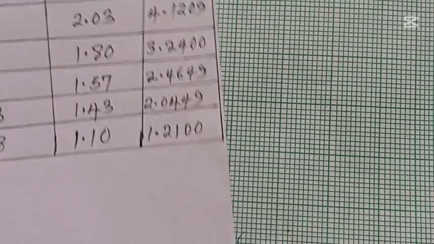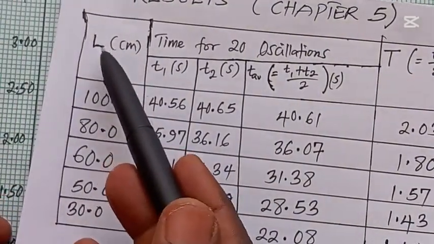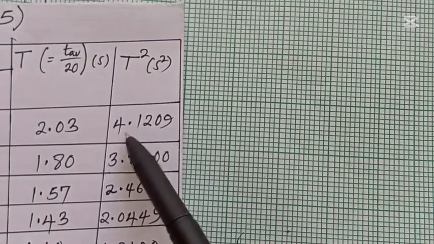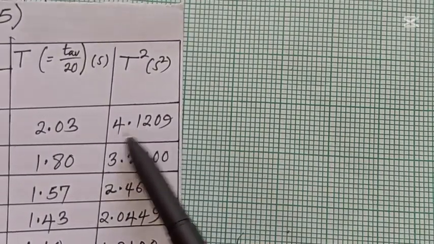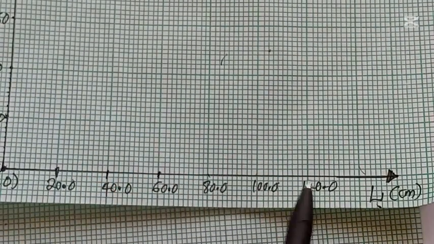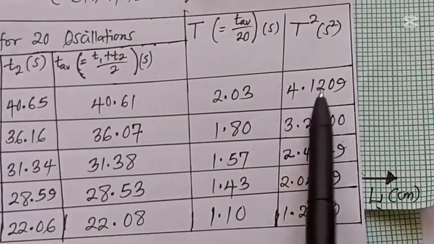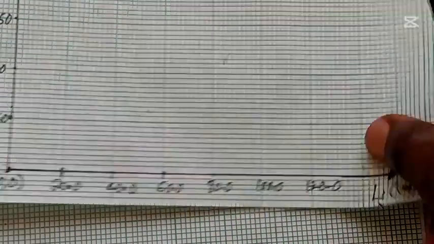The next thing I'm going to do is plotting the point. When my L is 100 centimeters, my T squared is 4.12. You see the 100, I can easily see it here. This is my 100 centimeters. But how do I get this 4.12? Let me show you that.